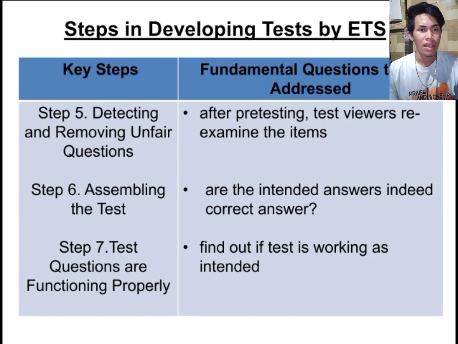And step number 6, assembling the test. The fundamental question to be addressed is whether the intended answer for each question is indeed the correct answer. This step involves organizing and arranging the test items in a logical and coherent manner. Lastly is step 7, test questions are functioning properly. The fundamental question to be addressed is whether the test is working as intended. This step involves checking if the test questions are functioning properly, including factors such as clarity, formatting, and technical functionality.